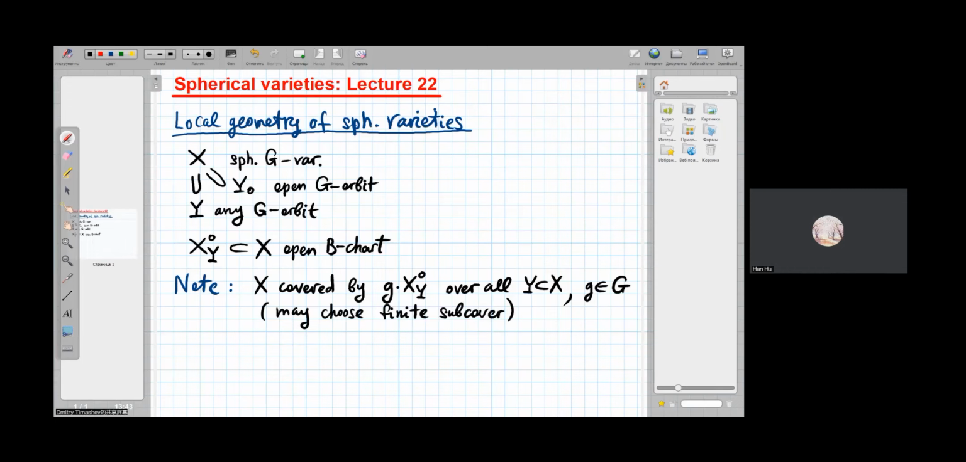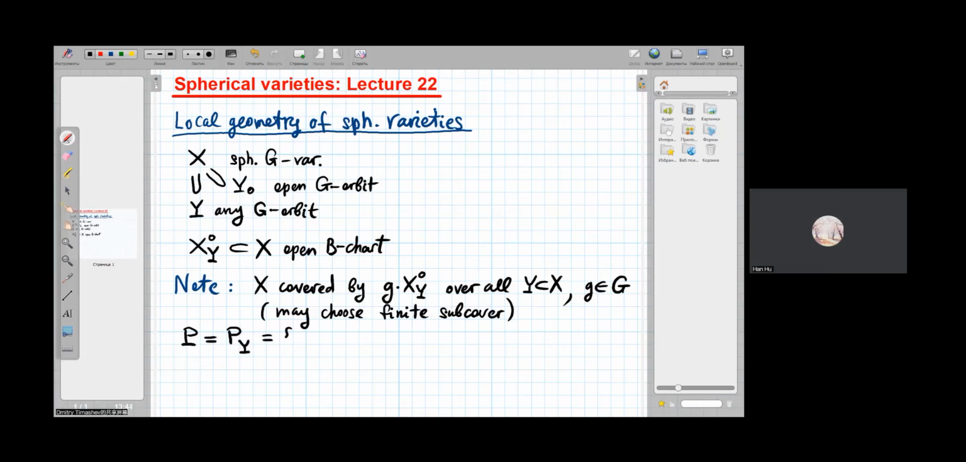If we are interested in the local geometry of my spherical variety X, it suffices to focus on a single B chart, an arbitrary B chart. So the question I would like to address now is, what is the geometric structure of a given B chart corresponding to a given G orbit in X? To this end, let me introduce a subgroup, which I denote by P, or P sub Y, to emphasize its dependence on Y.